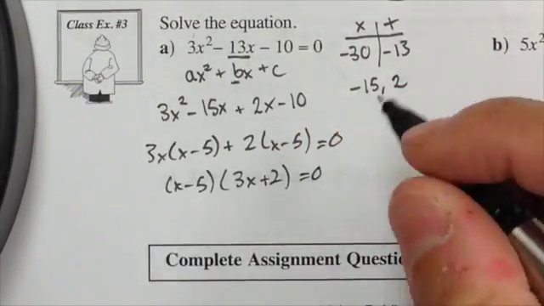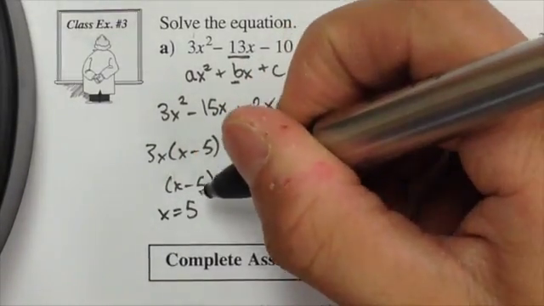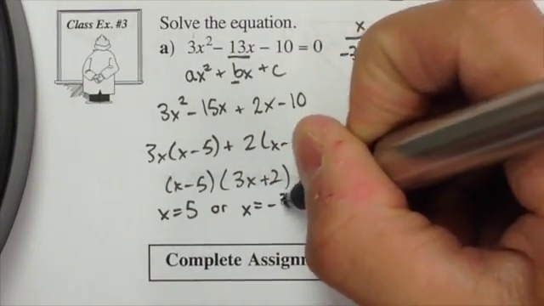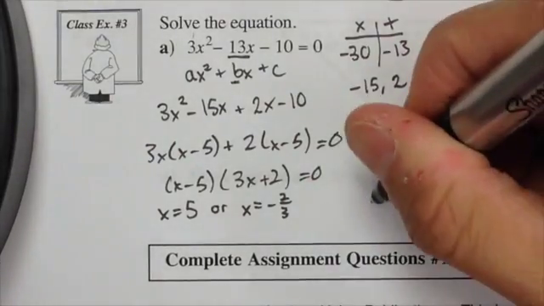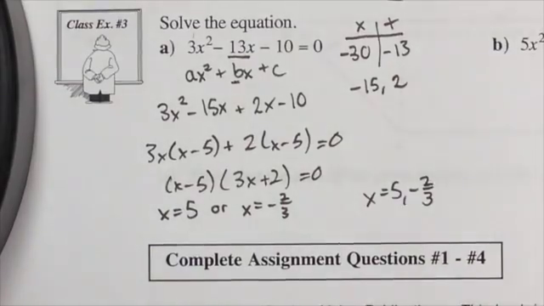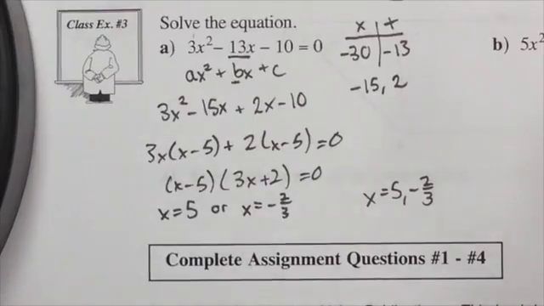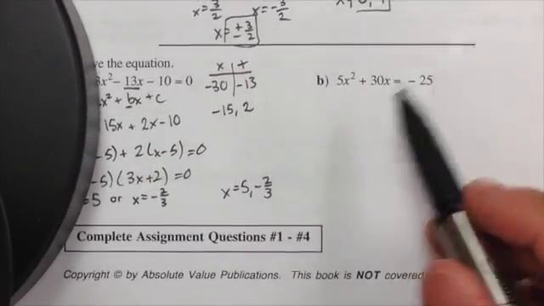Again, we're saying that equal to 0. And so then x is going to equal positive 5, or x is equal to negative 2/3. And so another way we can write this is x is equal to 5, negative 2/3. And then we would approach this next question, B, the exact same way.